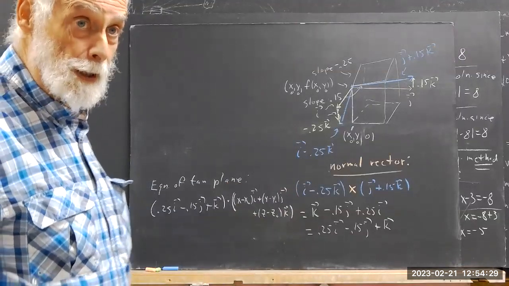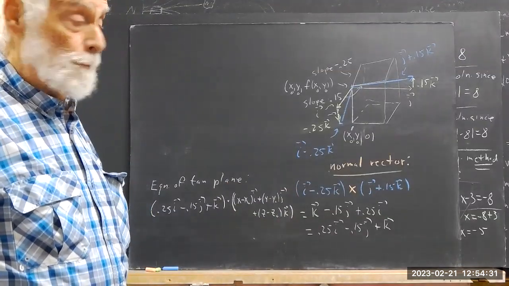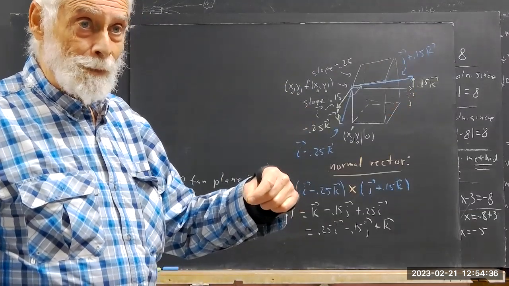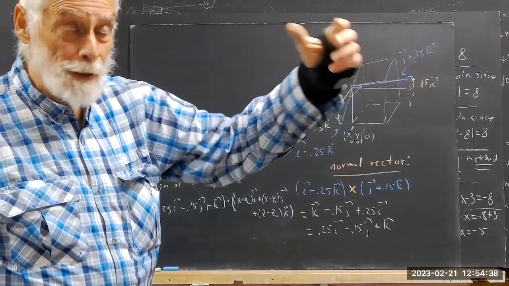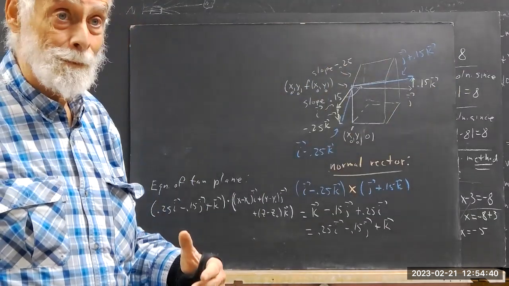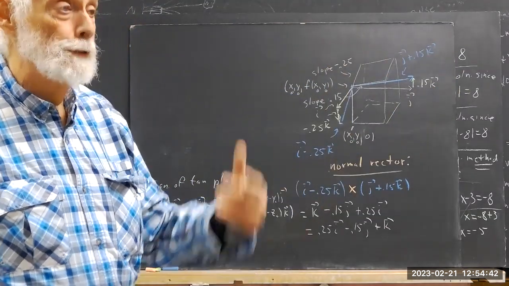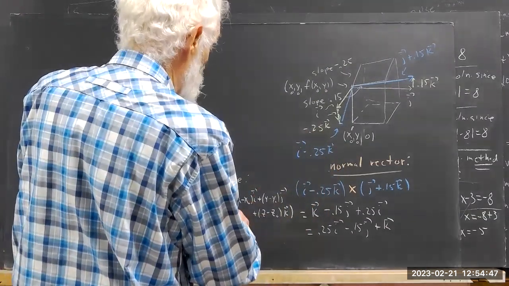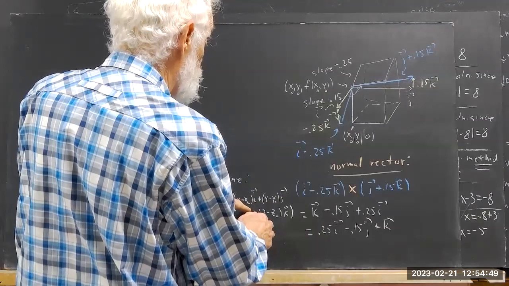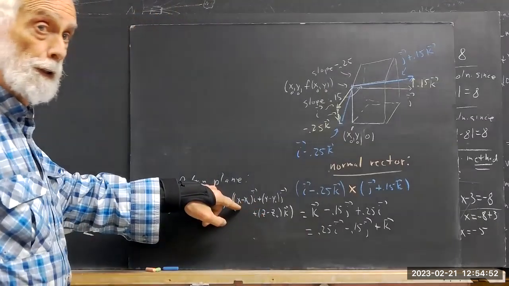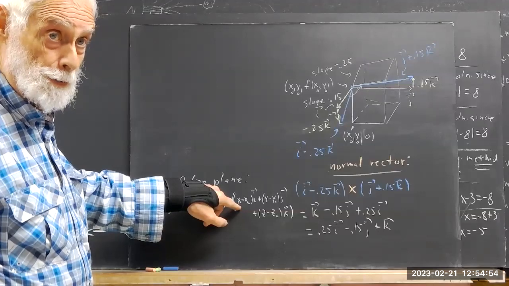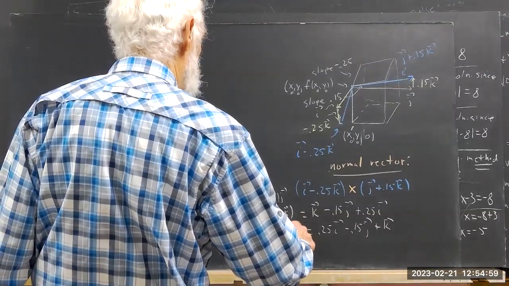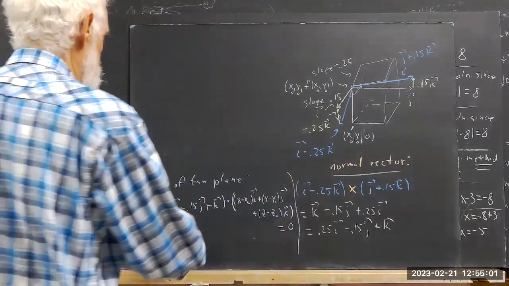X minus X naught I. Your point is X, Y, Z out there. You start from X naught, Y naught, Z naught to X, Y, Z. Your X changes by X minus X naught. Your Y changes by Y minus Y naught. Your Z changes by Z minus Z naught. So there's a vector from X naught, Y naught, Z naught to an arbitrary variable point on the plane. And that has to equal 0. Okay, well, there's your equation.